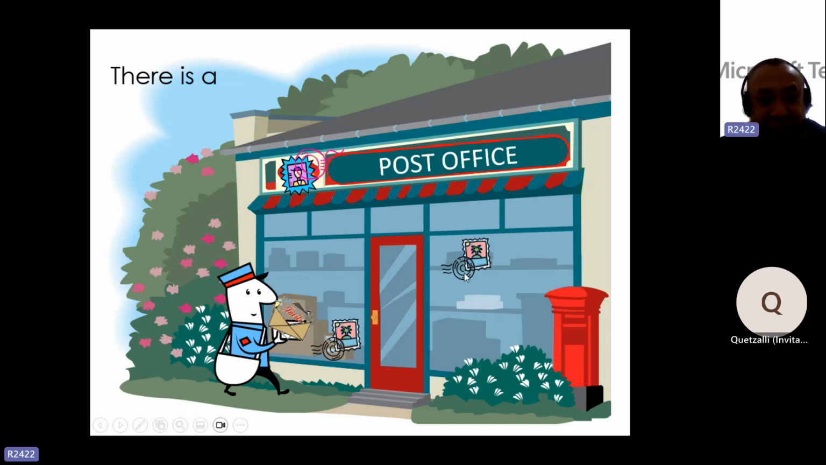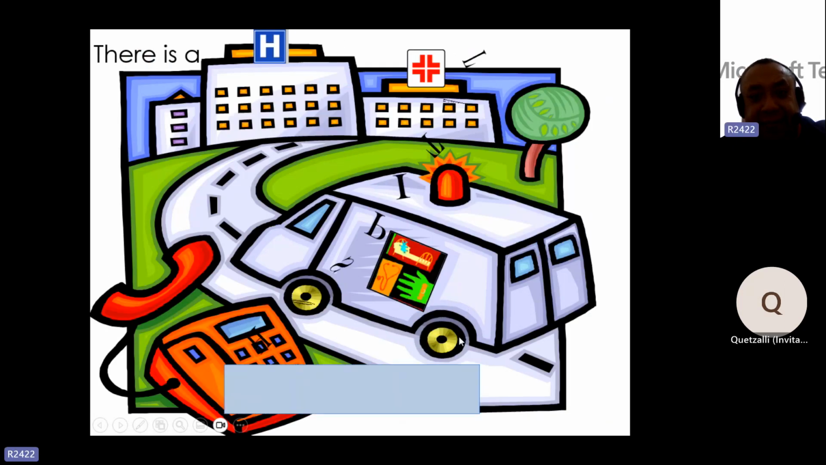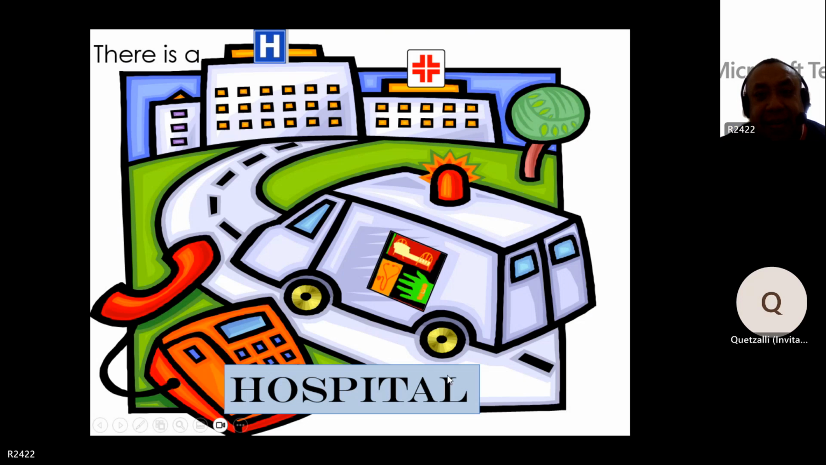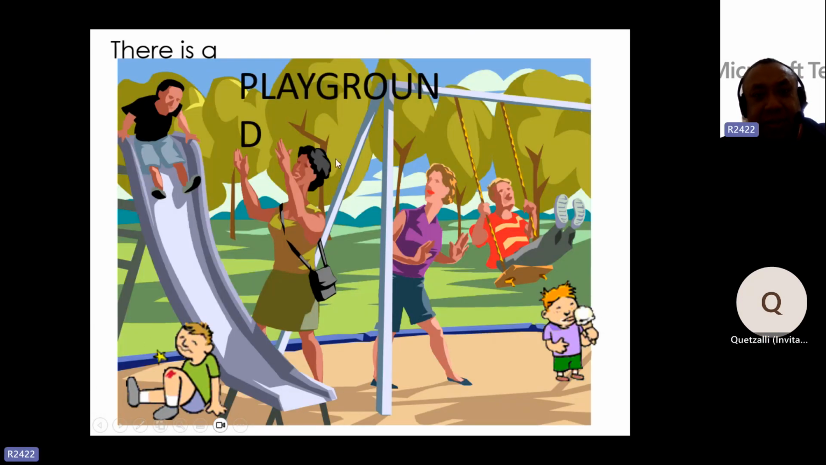Stamp. Stamp, very good, Casale, very good. Okay, now obviously, Casale, here there is a hospital. And Casale, what is this? An ambulance, very good. Okay. And here there is a playground. Playground.